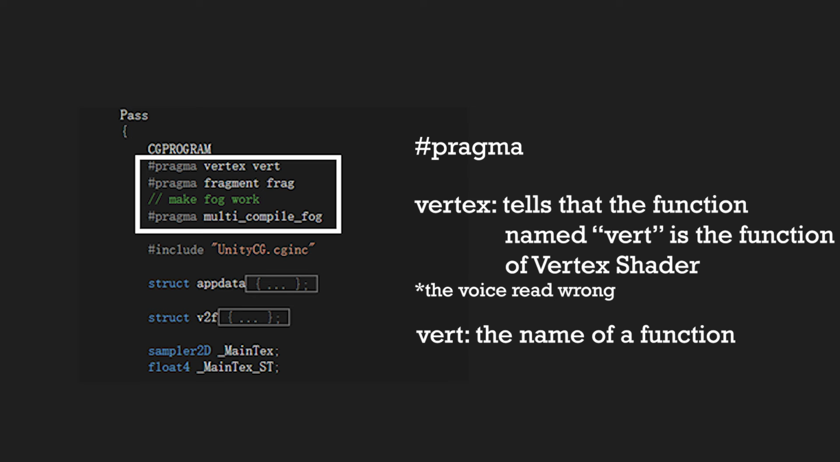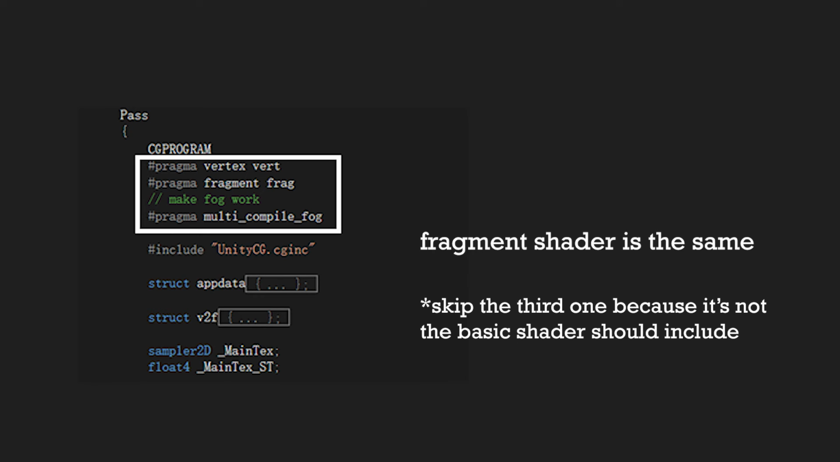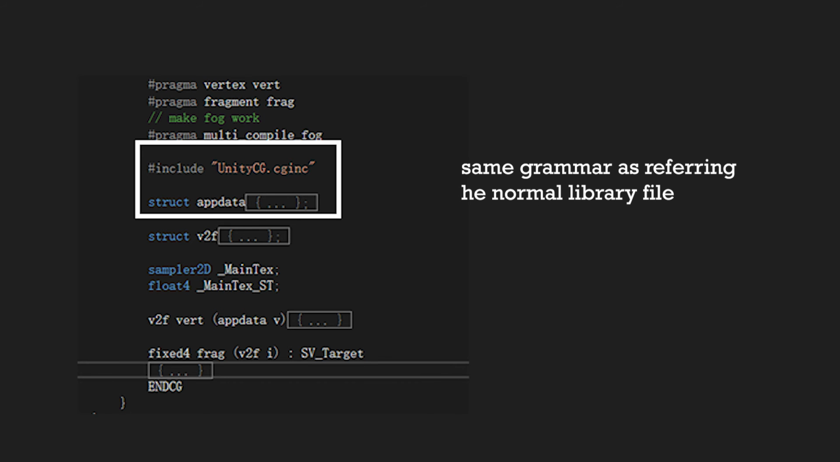The name of the function can be whatever you want, but it must be the same. Similarly, the second sentence is to specify the function named frag as the function of the fragment shader. At this stage of the fragment shader, the frag function will be executed. The third sentence refers to the UnityCG library file, which contains some functions already written by Unity.